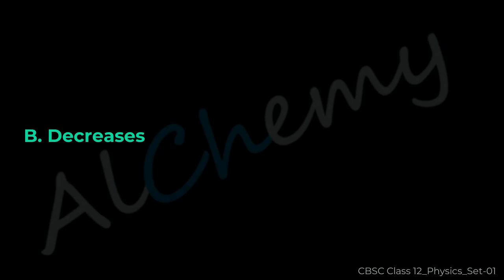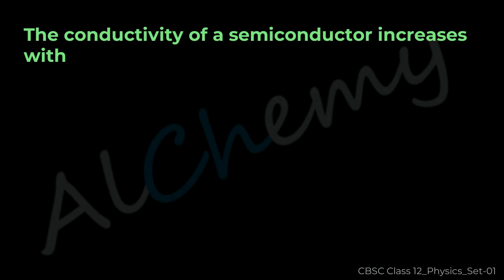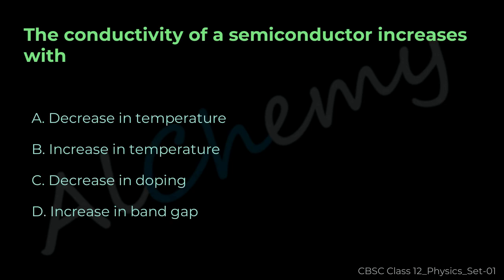The correct answer is B. Decreases. Question 37. The conductivity of a semiconductor increases with A. Decrease in temperature, B. Increase in temperature, C. Decrease in doping, D. Increase in band gap.